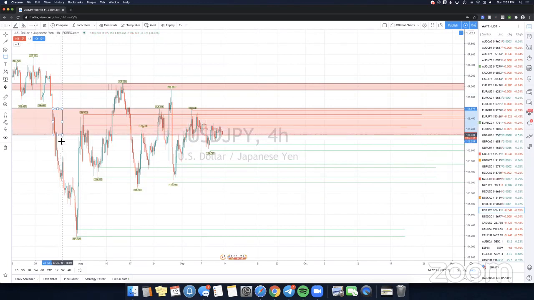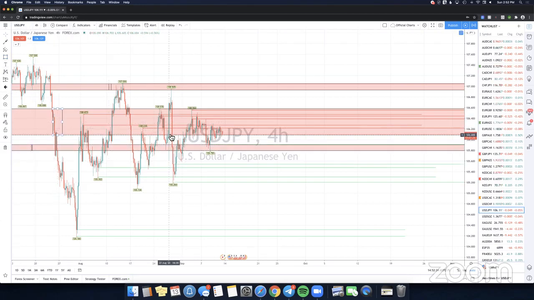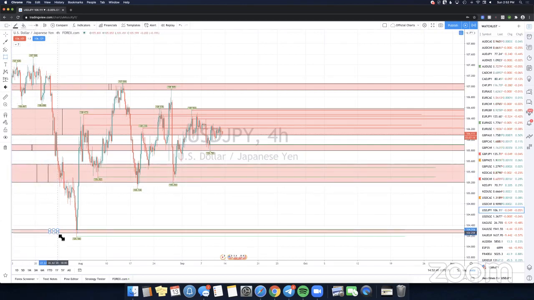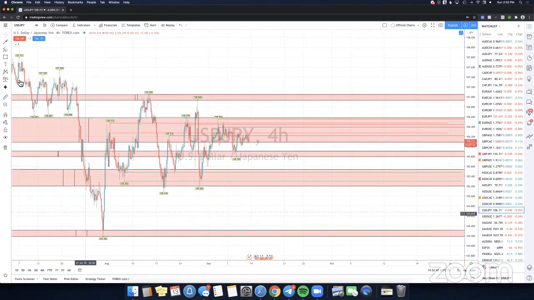So let's make a big zone right here, and then one right here. Actually, this is a lot of zones, but they're all kind of connected. Yeah, there's not enough space in between, so I'll leave those as it is. Sometimes it's better to have a bigger zone than a smaller zone because you don't want to get caught in any random reversals and stuff. So delete that.